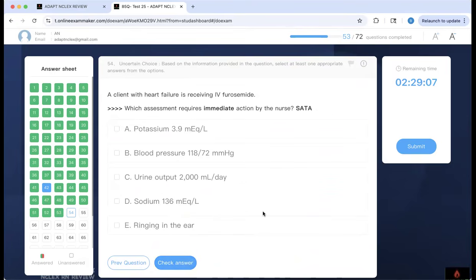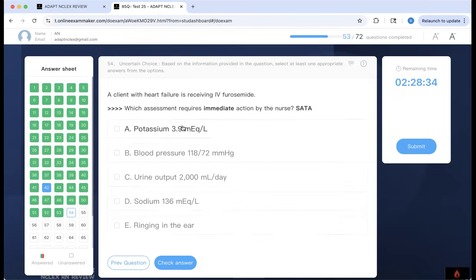A client with heart failure is receiving furosemide. Which assessment finding requires immediate action by the nurse? Potassium 3.9, blood pressure 118/72, urine output 2000 mL per day, sodium of 135, and then ringing in your ear. You're getting furosemide, a loop diuretic. Which of these should you worry about? You've got to intervene. Risk reduction. Pick your answer. Let me know. Don't overselect. Don't pick an answer because it says something. Make sure it's the correct answer.